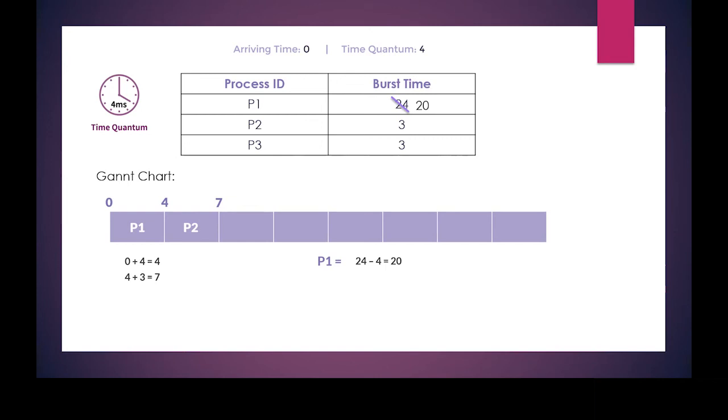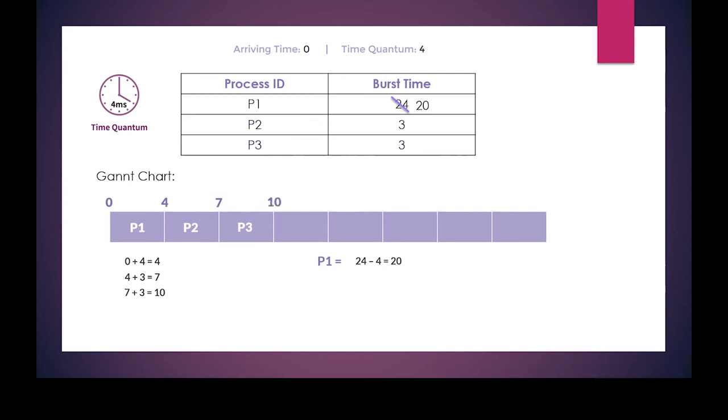Our next process would be P3. As you can see, P3 has the same burst time as P2. So from 7, we will now add the burst time of P3, which is 3: 7 plus 3 would be 10. So 7 will become 10 in here.